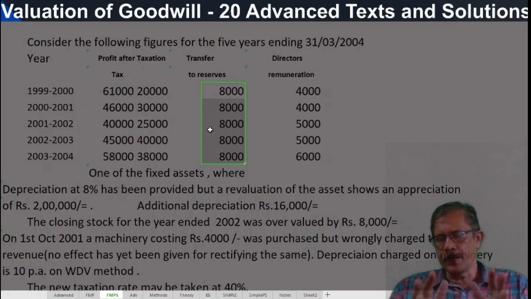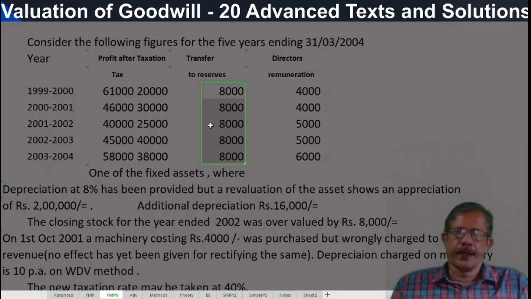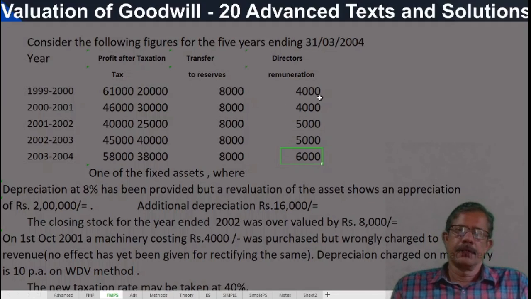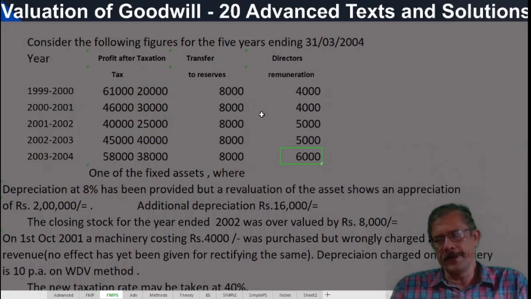But there is a hidden point here. See the director's remuneration. Director's remuneration in the years 1999, 2000, 2001-2, 2002-3 and 2003-4 is given. For the first 2 years it is 4,000 each, then 5,000 each, and in 2003-4, 6,000. Here we have to give one assumption. Here nothing is mentioned about director's remuneration. Fair remuneration of the proprietor or a future management cost is very important while valuing goodwill.